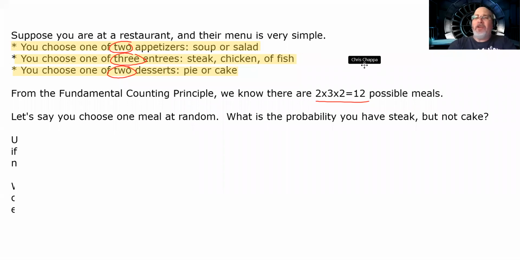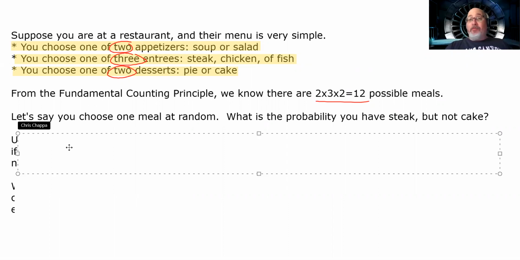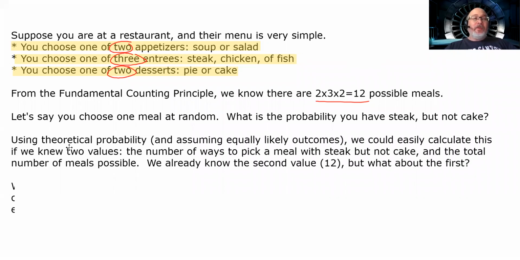Let's say you choose one meal at random. What is the probability you have steak but not cake? Well, we haven't seen probability in a few videos, so let's remind ourselves how to approach this from a theoretical perspective. Using theoretical probability and assuming equally likely outcomes, we could easily calculate this if we knew 2 values, the number of ways to pick a meal with steak but not cake, and the total number of meals possible. We already know the second value, 12, but what about the first?